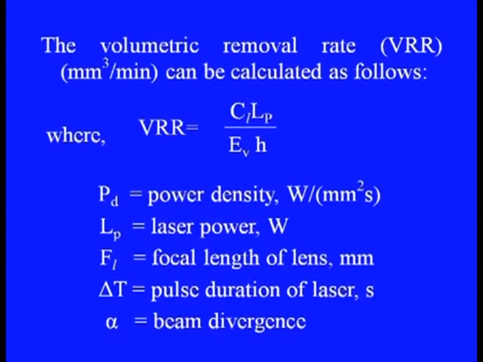The volumetric removal rate, also called VRR, in millimeter cube per minute can be calculated as C L into L p divided by E v into H, where P D is the power density, expressed in watt per millimeter square second. L P is the laser power in watt. F L is the focal length of the lens, in millimeter. Del T is the pulse duration of the laser, expressed in second, and alpha, as we have already defined, is the beam divergence.